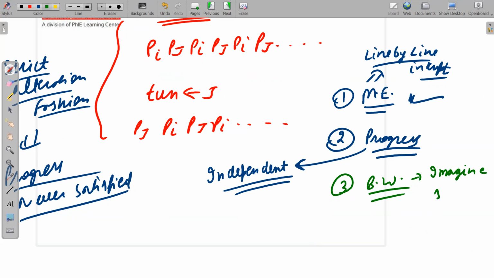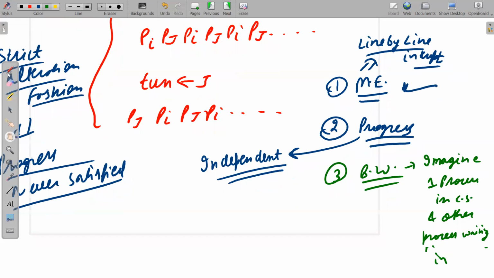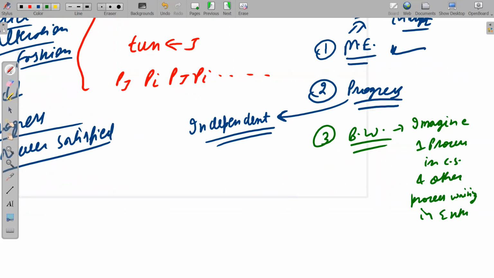Imagine one process is in CS and another process is waiting outside CS, waiting in the entry section. Obviously, when one process is in CS, it has applied some lock, and the other process cannot enter because there is a lock. So imagine one process is in CS and another process is waiting in the entry section.